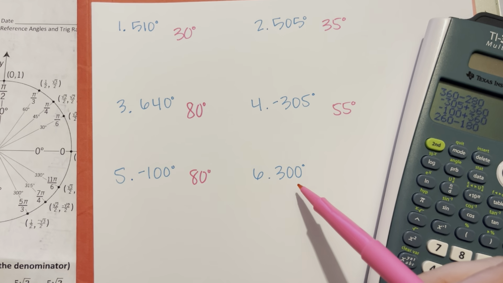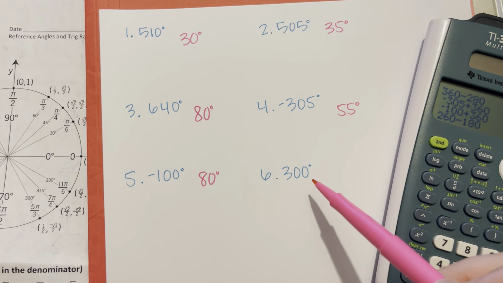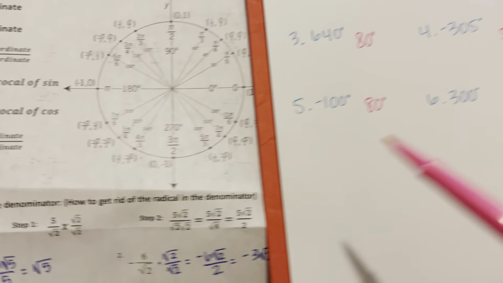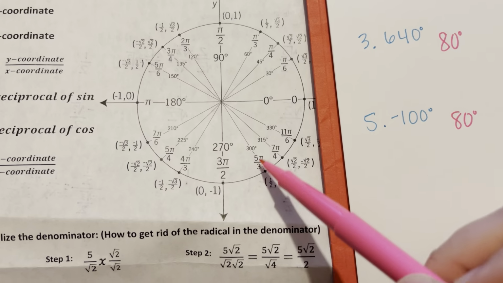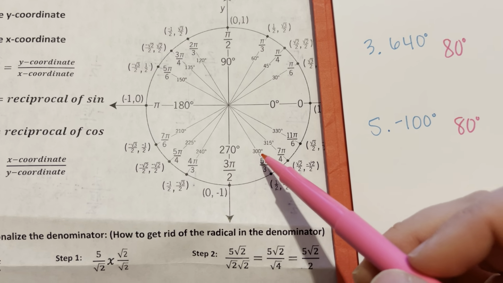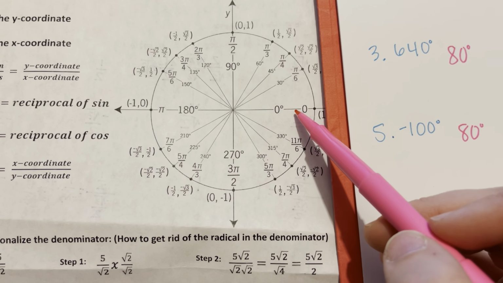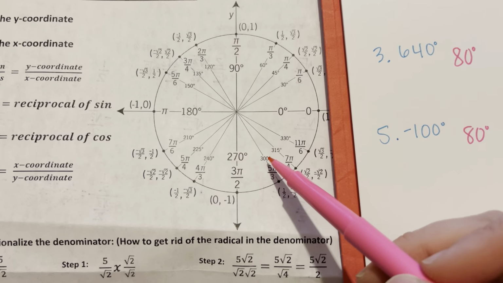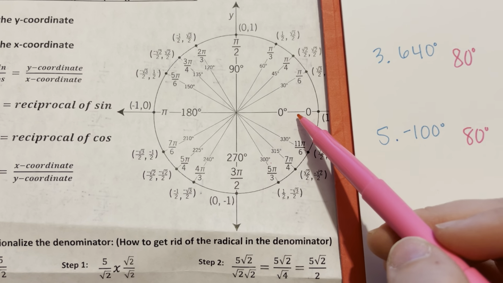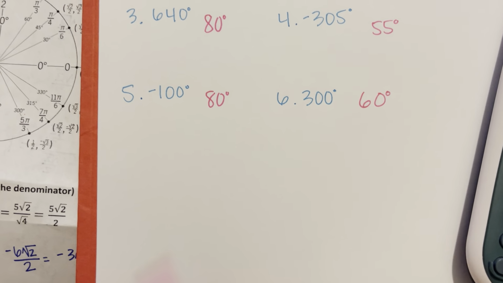The last angle that I'm going to do is 300 degrees. Because that's already between 0 and 360, I don't have to add or subtract 360. Follow that around. 300 is here. My closest x-axis to this angle would be right here, which would be a full rotation of 360 degrees. The difference between those two angles, 300 and 360, would be 60 degrees. So that is my reference angle for that one.